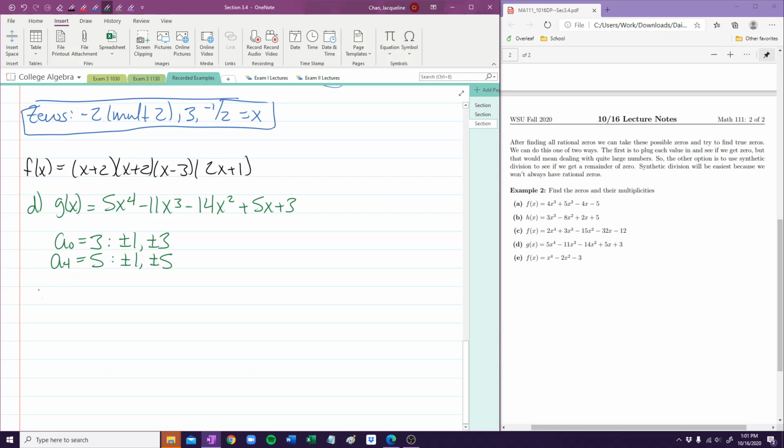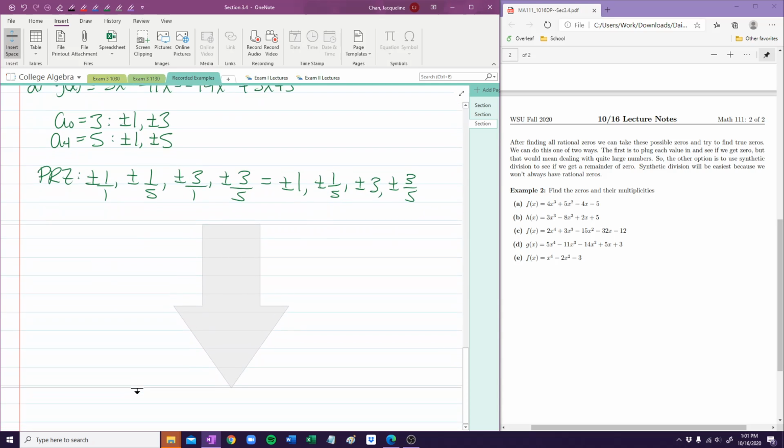So what are my possible rational zeros, I'm going to call it PRZ. This is going to be plus or minus 1 over 1, plus or minus 1 over 5, plus or minus 3 over 1, plus or minus 3 over 5. If I simplify this, this is just plus or minus 1, plus or minus 1/5, plus or minus 3, plus or minus 3/5. And these are our possible rational zeros.